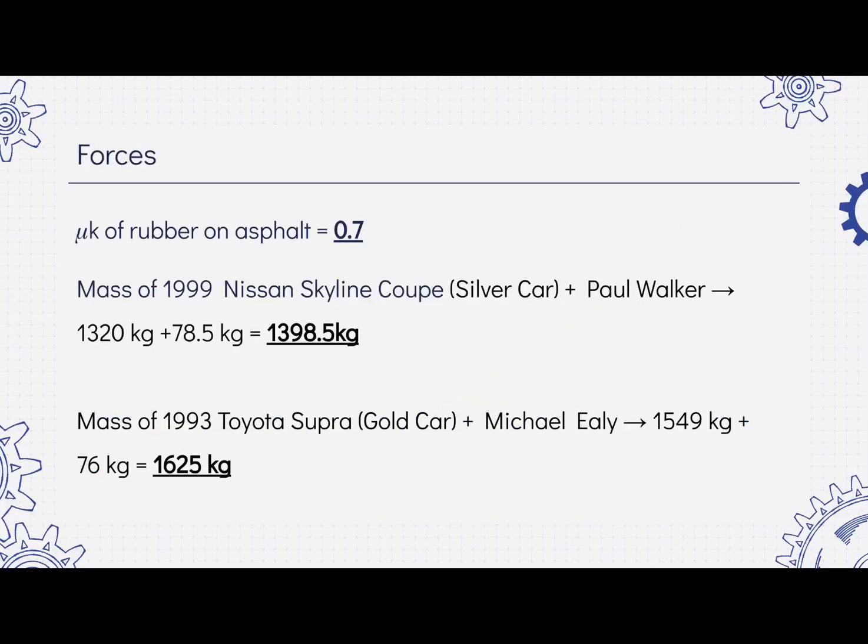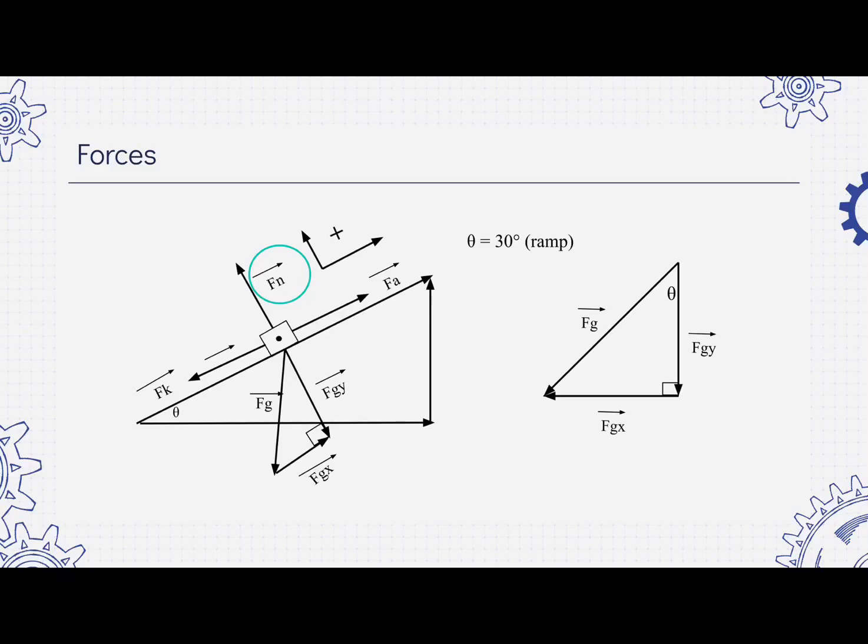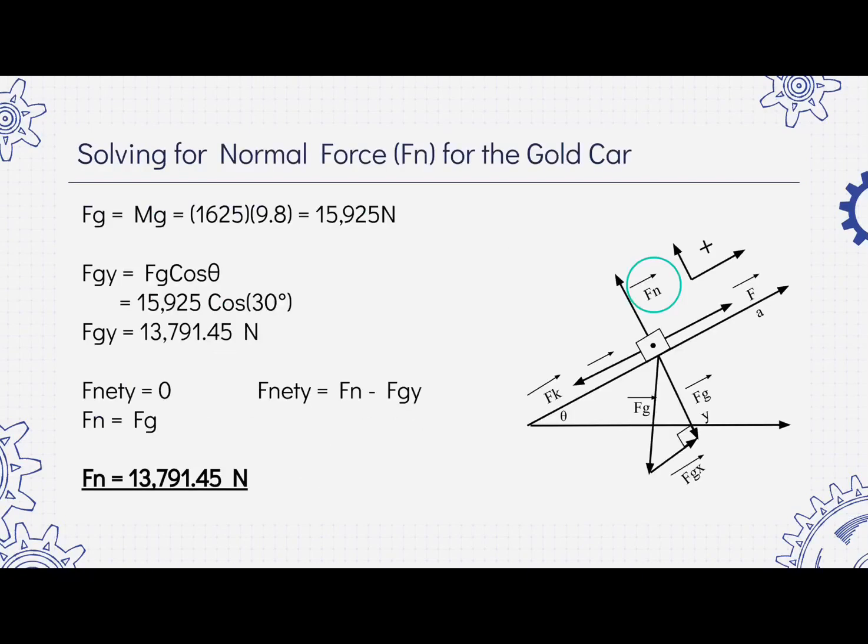The values that are known to me already are the coefficient of friction between rubber and asphalt, which is 0.7. I also researched the mass of the Nissan Skyline plus Paul Walker the actor, which is about 1398.5 kilograms, and the mass of the Toyota Supra plus Michael Ealy the actor is about 1625 kilograms. With these values I was able to calculate the normal force acting on both cars. On the gold car, I calculated the normal force to be 13,791.45 newtons, while the silver car's normal force was around 11,869.14 newtons. These calculations make sense because the silver car's mass is smaller than the gold car's.